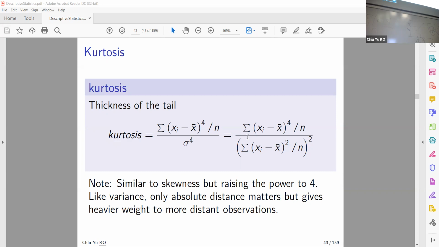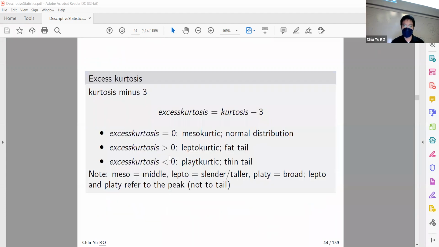Okay, so this is with the power 4. It means that data that is way further away will get a lot of weight because of the power 4, right? And the good thing about this is that later we learn what we call excess kurtosis. Usually we don't report the kurtosis by itself. We report excess kurtosis, which is kurtosis minus 3. Why this special 3 here?